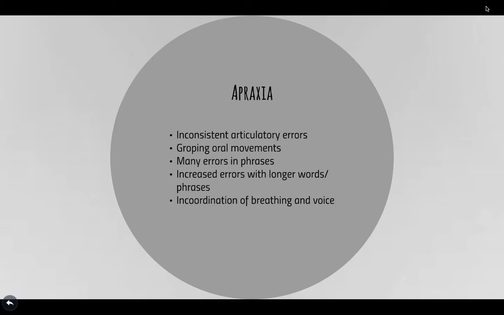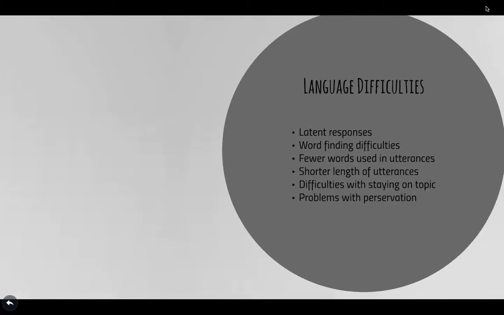People also may experience apraxia of speech, and that can be characterized by inconsistent articulatory errors and groping oral movements. You may have many errors in your phrases, and you'll have increased errors as your words get longer and your phrases get longer. Also, incoordination of breathing and using your voice.